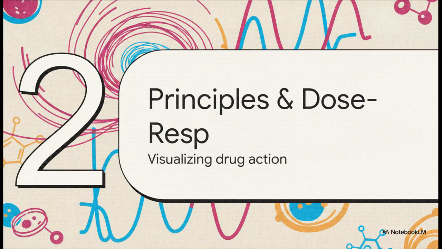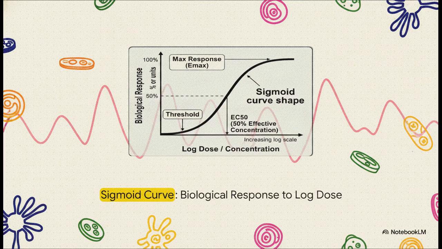Moving right along to Section 2, Principles and Dose Response. With those definitions locked in, let's transition into the core theory and check out the graphical data that really anchors this whole science. Now, what's really interesting here is that classic sigmoid or S-shaped curve. Down on the horizontal axis, we've got the log dose or concentration, and on the vertical axis, the biological response.